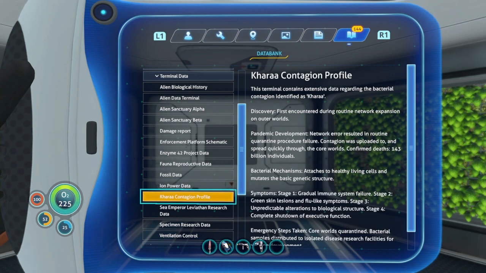Carrar contagion profile. This one you get, I believe, from the disease research facility, as mentioned before in this episode.